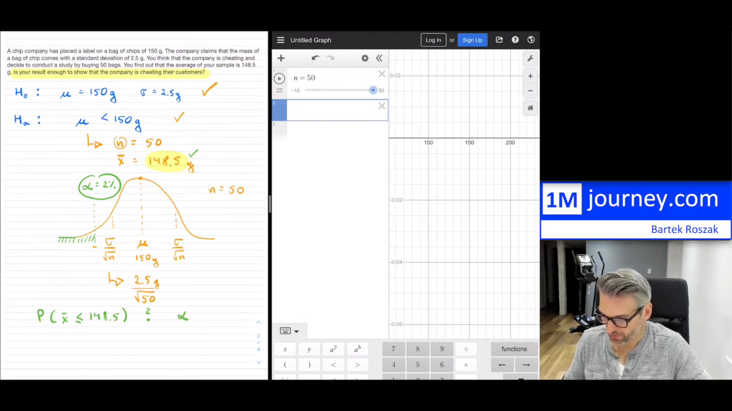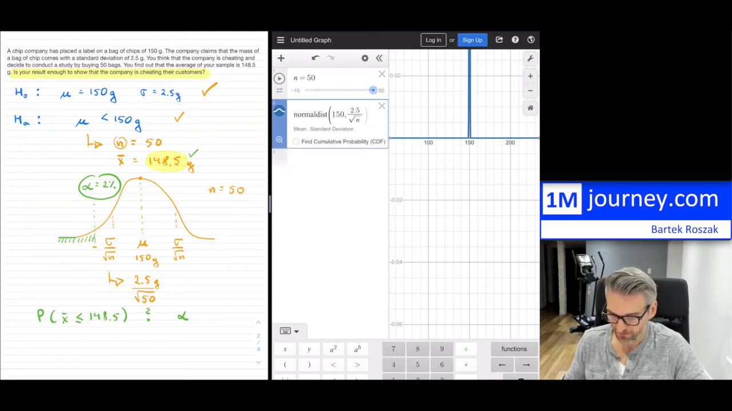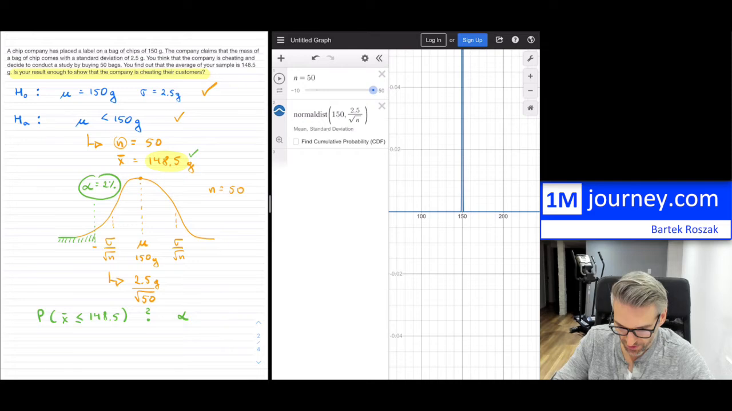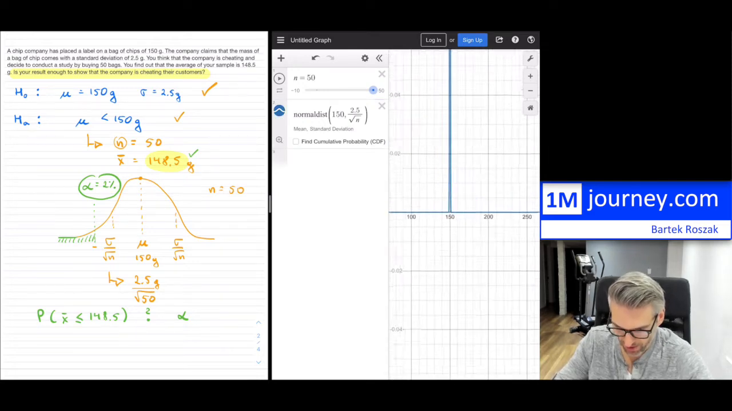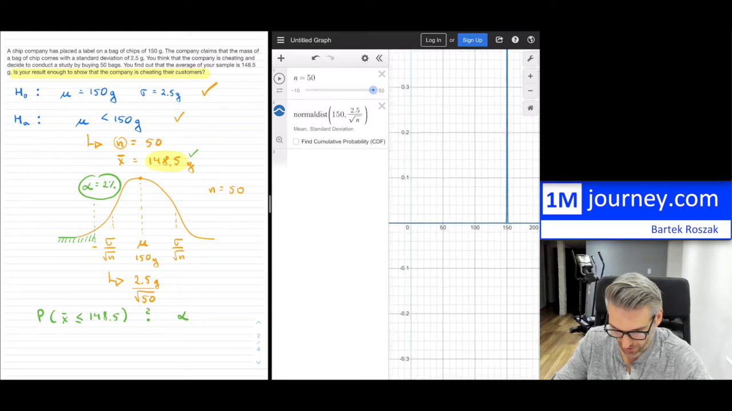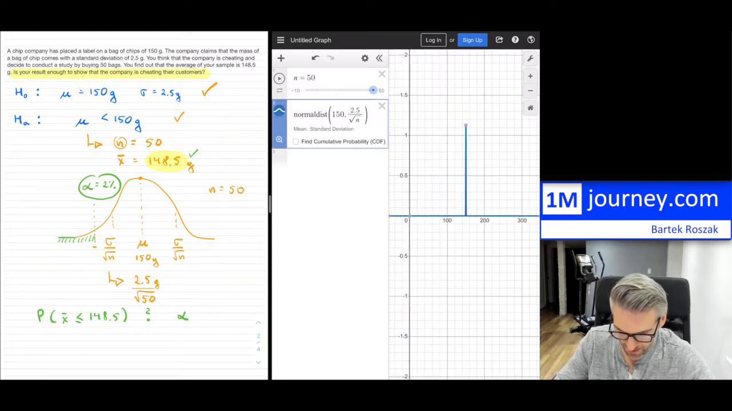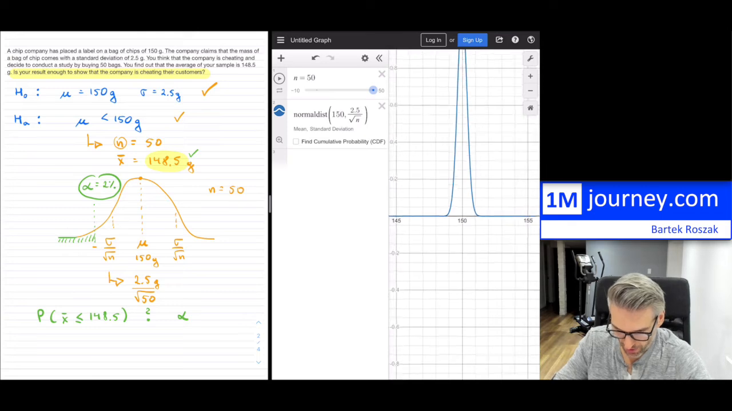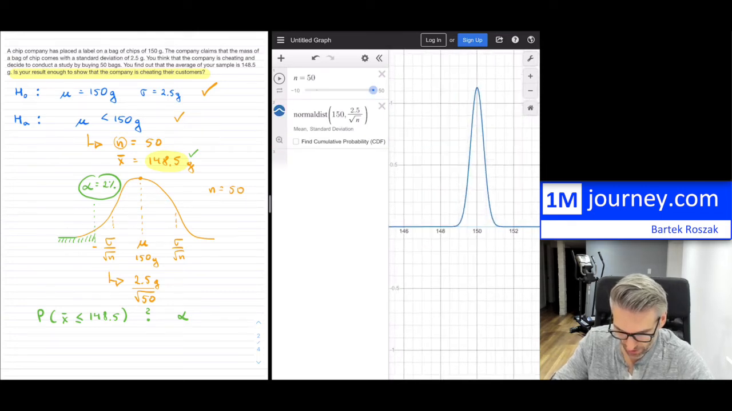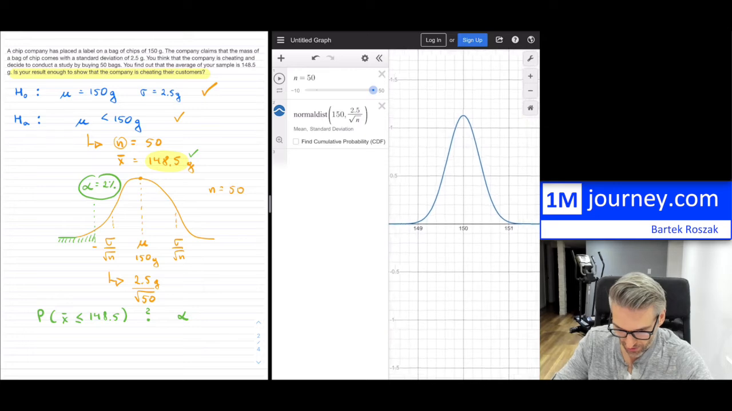Let's say the normal distribution, actually for this one. So the mean would have been 150, and then sigma, which is 2.5, all over the square root of 50, or of n. If we look at this, we can see how this actually falls within here. Let's try to bring this down and span it out. So there we go. It starts to look like what we wanted. Okay, so there it is.